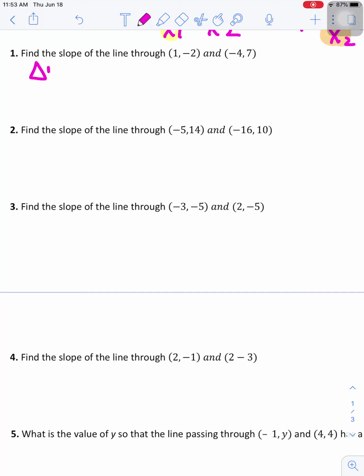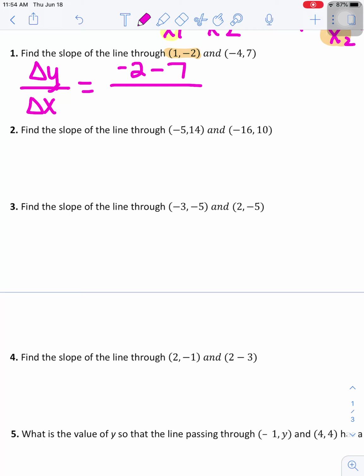A lot of times mathematicians like to shorten things, so we use these symbols to shorten our notes so that we don't have to write change in y each time. Pick a point that you want to start with. I'm going to start with the first one, 1, -2. So I start with that y coordinate of -2, then subtract the y coordinate of the second ordered pair from that. So it would be -2 minus 7.